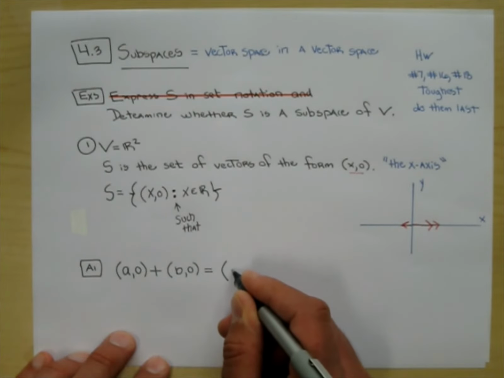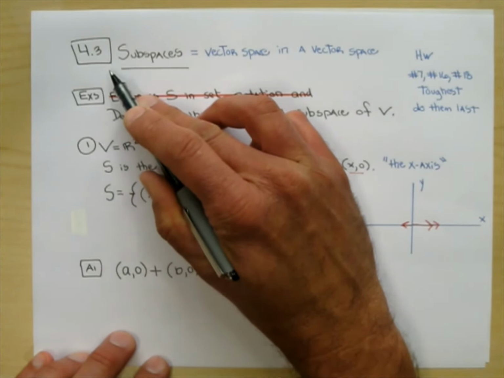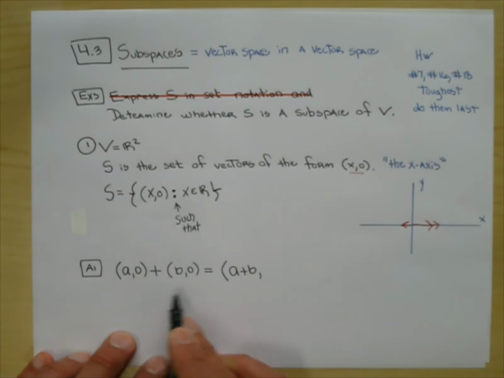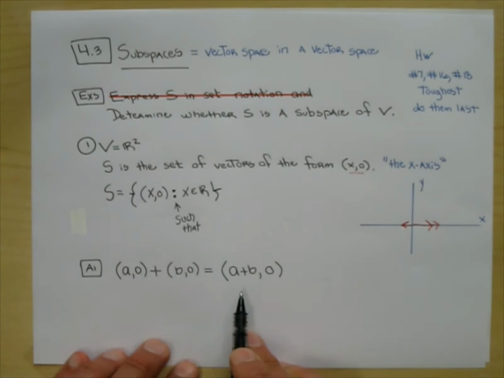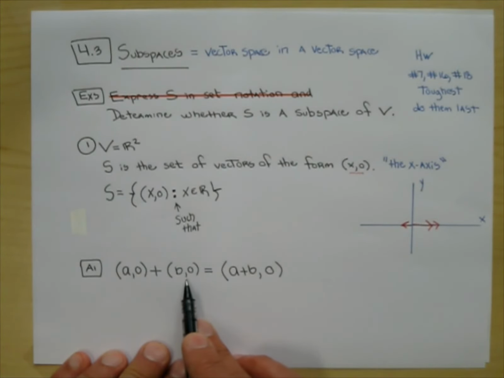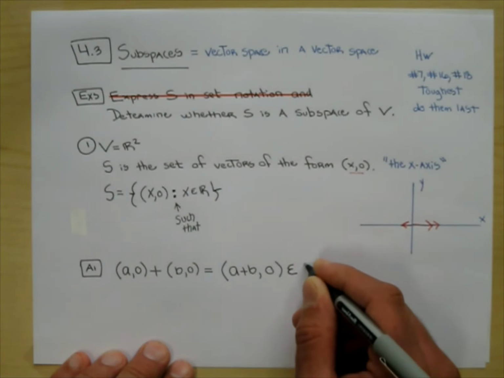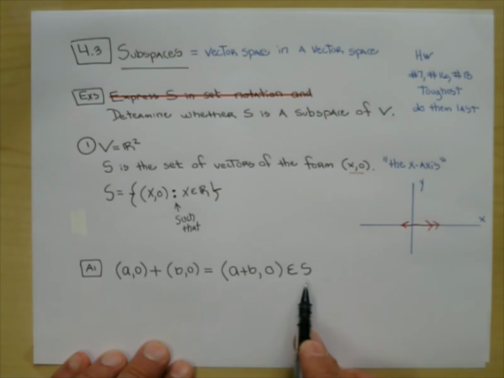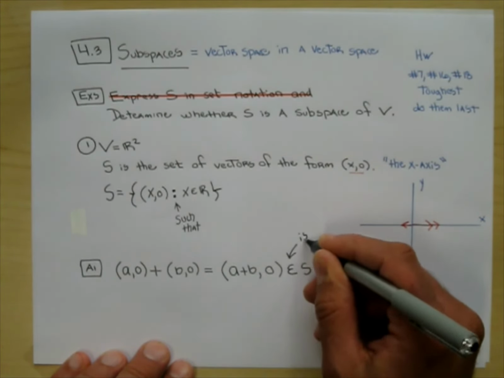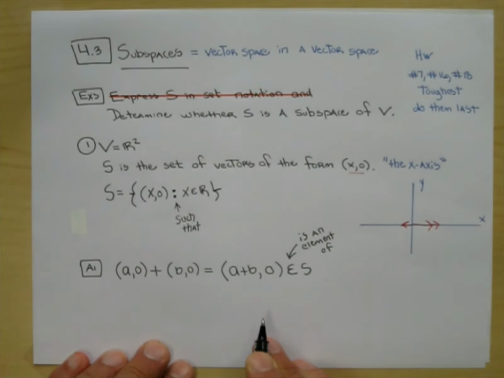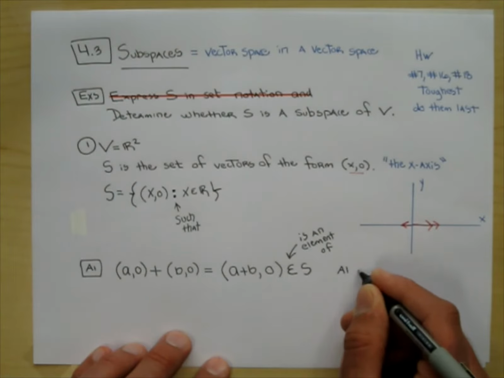I know this is very abstract for some of you. In fact, 4.3 might be the hardest section in Chapter 4 altogether. So let's add them. A plus B, 0 plus 0 is 0. So if I add two creatures in set S, do I get another creature in set S? Is this guy in set S? Yes, he is, because in order to be in set S, your second coordinate has to be 0. So this is an element of S. So Axiom 1 passes.